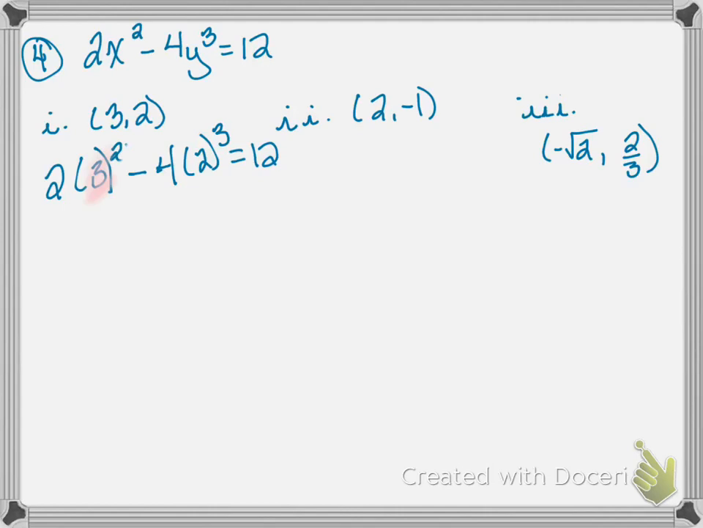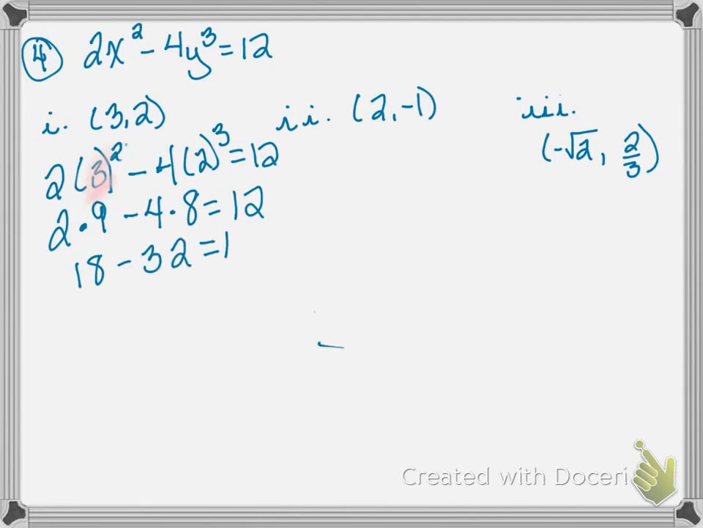So now what I've got is 2 times 3 to the second power. So I'm going to go ahead and do 3 squared, which is 9. Then I have 2 to the third power, and that is 8. Okay, 2 times 9 is 18. 4 times 8 is 32. Okay, and so we can tell at this point 18 minus 32 is going to be negative 14. And that is not the same thing as 12. So the answer to this is no.